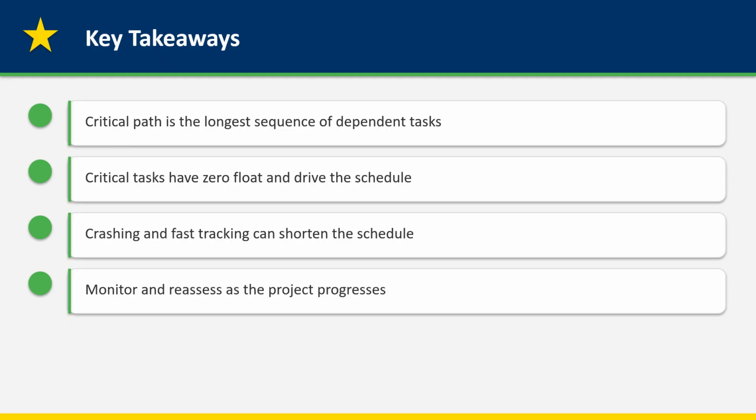Let's summarize. The critical path is the longest sequence of dependent tasks through your project. It determines minimum project duration. Critical tasks have zero float. Any delay directly impacts the finish date. When you need to shorten the schedule, crash by adding resources or fast track by overlapping activities. Both have costs and risks. The critical path can change as the project progresses. Monitor it continuously and reassess when actuals differ from the plan.